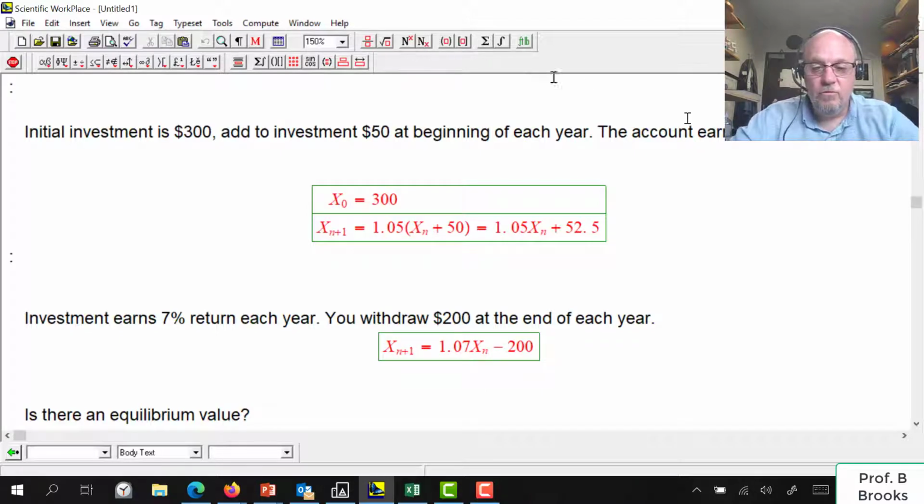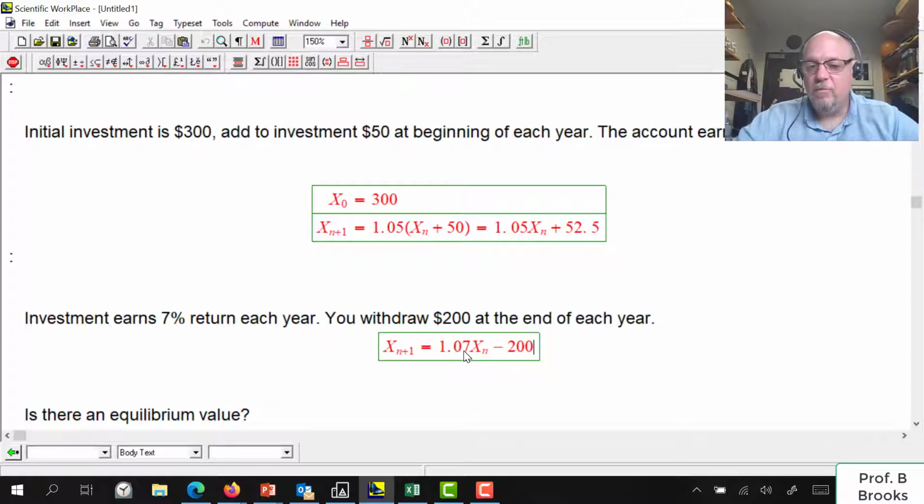So what's the point of this example? The B is negative. So the A's and the B's, as far as the math is concerned, they don't have to be positive numbers. They could be positive numbers or negative numbers. In this case, the B is a negative number. Now, what I don't have here is an initial investment. I don't know what X naught is.